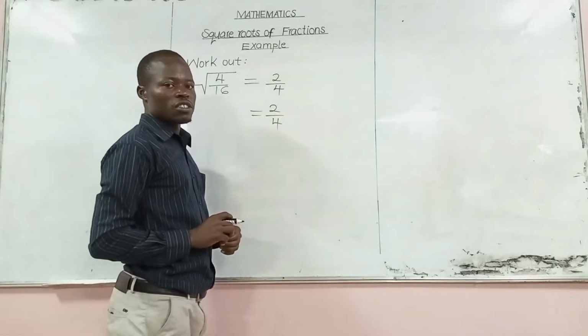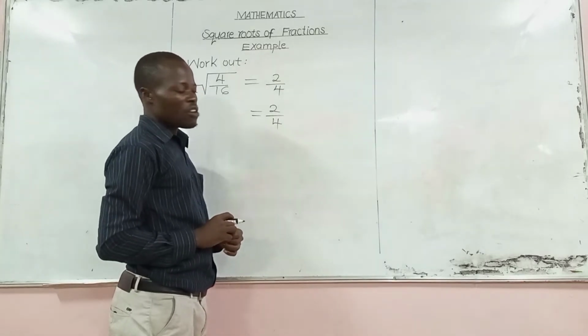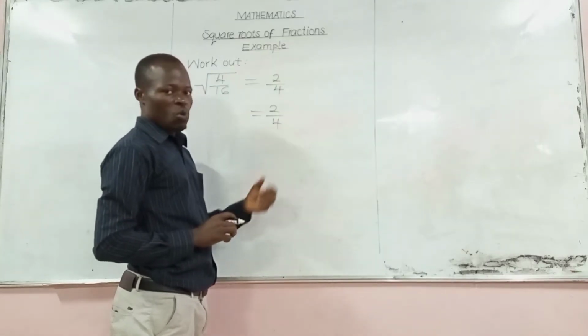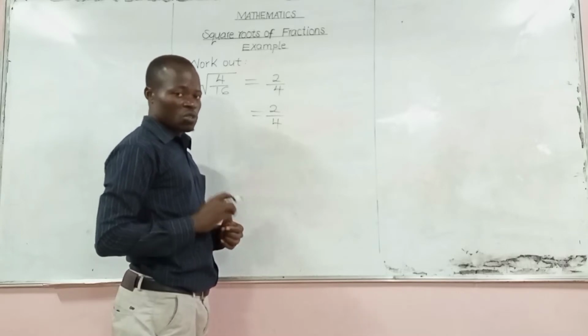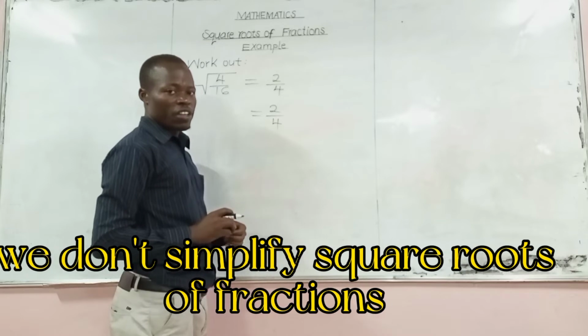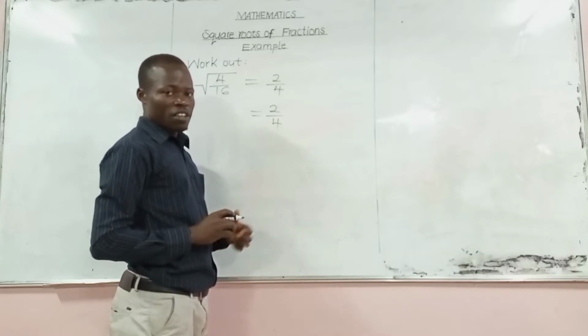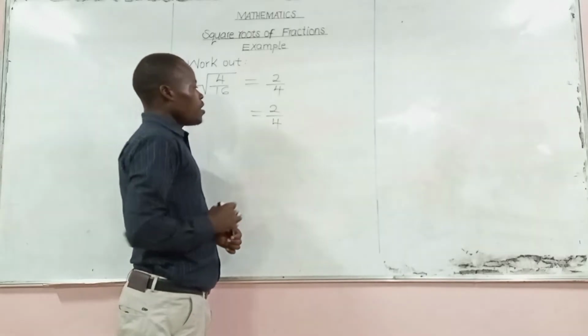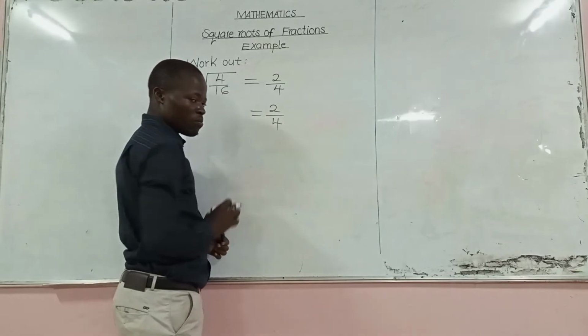Something very important to note about the square roots of fractions is that whenever you get an answer which can be simplified, we don't simplify the square roots of fractions. Why am I saying this? 2 over 4 is the square root of 4 over 16.